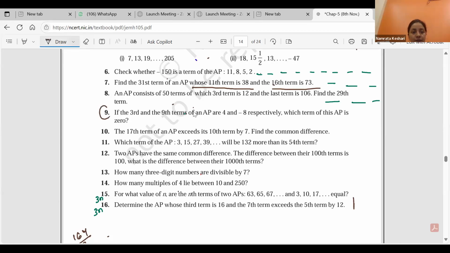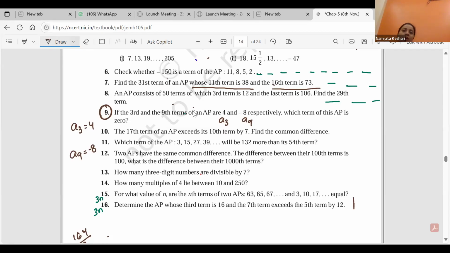Number 9. If the third term and ninth term of the AP are this and this, the third term is given and the ninth term is given. Okay, हमारे पास एक एपी है जिसका थर्ड टर्म हमें बताया जा रहा है कि 4 है. फिर से हम a प्लस 3 माइनस वन इंटू डी, ए प्लस 2d इज इक्वल्स टू 4 लिख सकते हैं. ओके, एंड नाइन्थ टर्म हमारे एपी का -8 है. एक हमारे पास एपी है जिसका थर्ड टर्म 4 है और नाइन्थ टर्म -8 है. विच टर्म ऑफ दिस एपी इज 0?